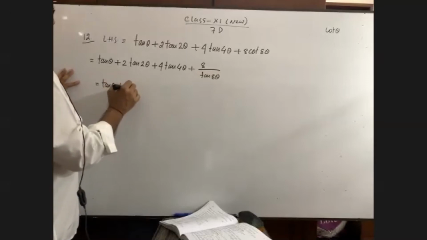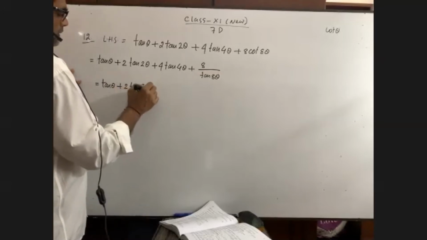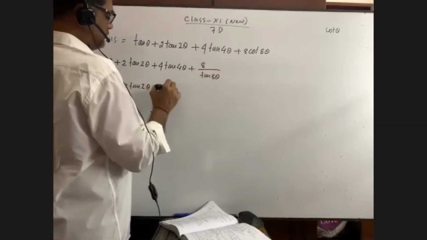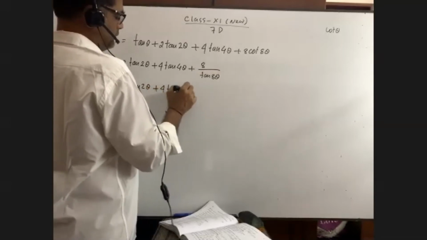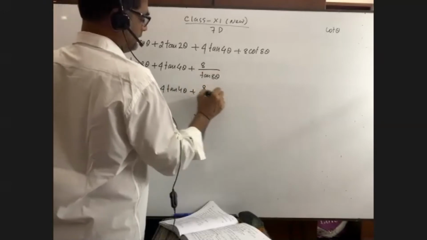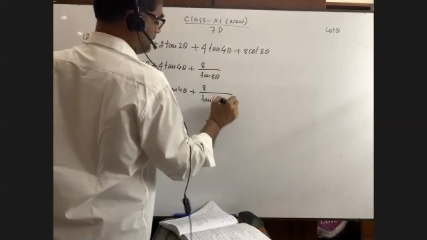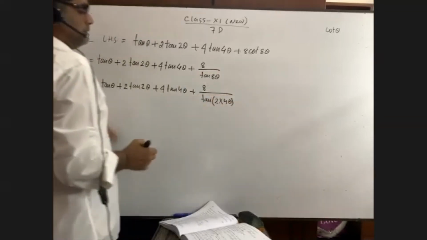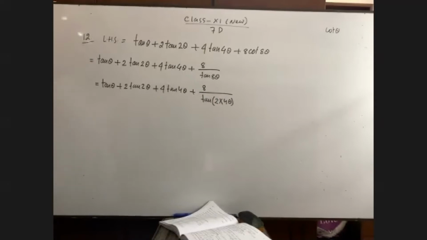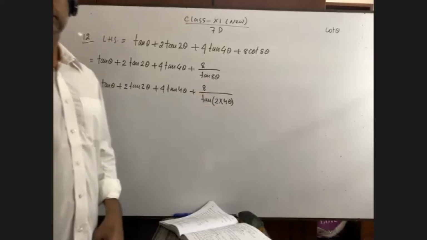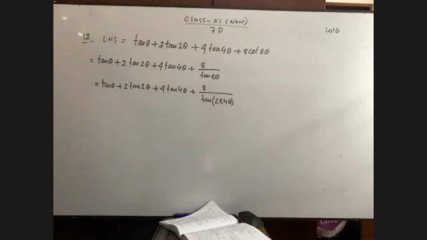Tan theta plus 2 tan 2 theta plus 4 tan 4 theta plus 8. Can you write tan of 2 into 4 theta? Eight theta has been written as 2 into 4 theta. Can you write or not? This is the question. Yes, sir, we can write.